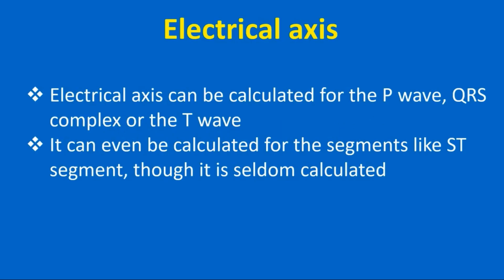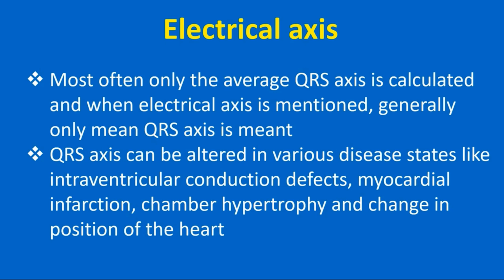Electrical axis can be calculated for the P wave, QRS complex or the T wave. It can even be calculated for segments like the ST segment, though it is seldom done. Most often, only the average QRS axis is calculated, and when electrical axis is mentioned, generally only mean QRS axis is meant. QRS axis can be altered in various disease states like intraventricular conduction defects, myocardial infarction, chamber hypertrophy, and change in position of the heart.